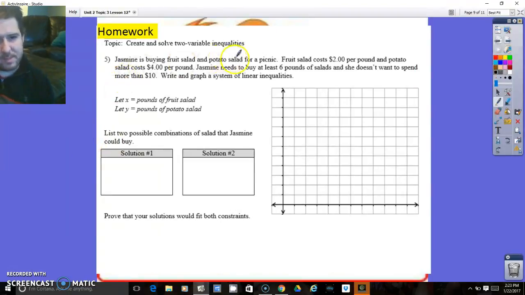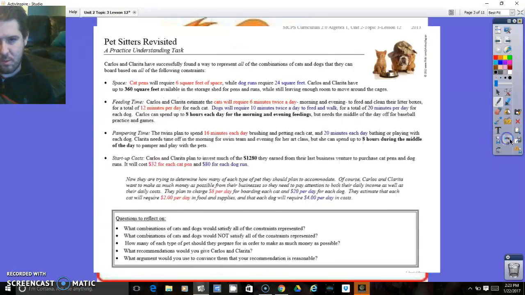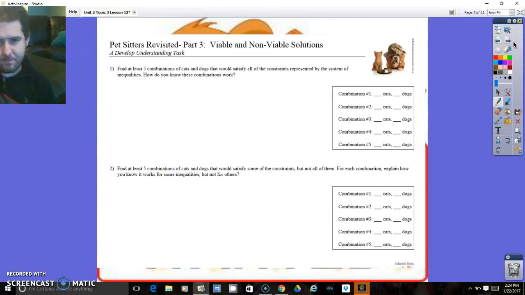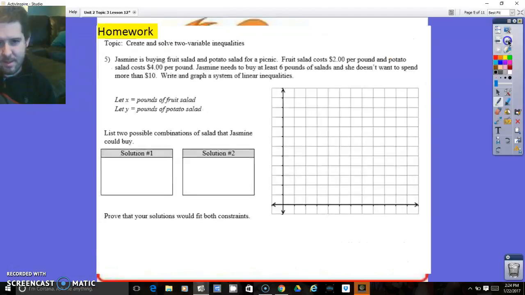So Jamie's buying fruit salad and potato salad for a picnic. Fruit salad costs $2 per pound, so let's call that X. Fruit salad is X, and potato salad is going to be Y. Oh, I went back way too far. Let's try that again. Homework. There we go. Fruit salad is X and potato salad is Y. So that's 2X.